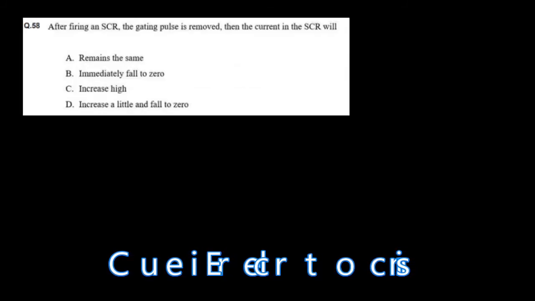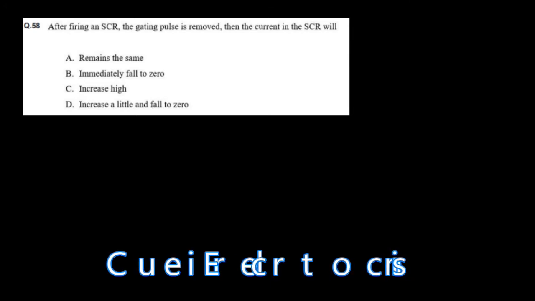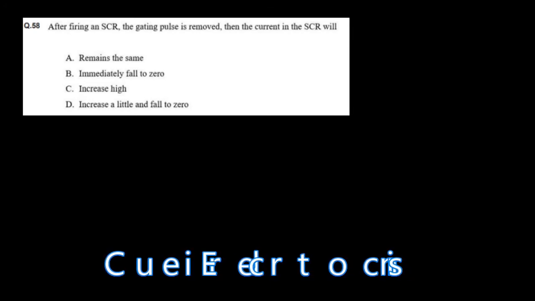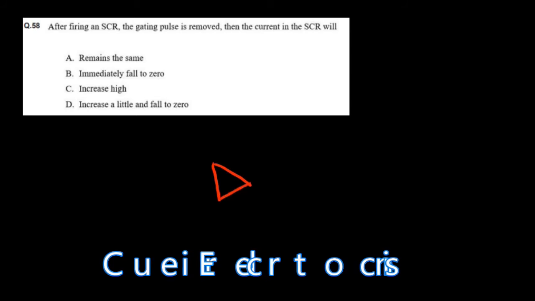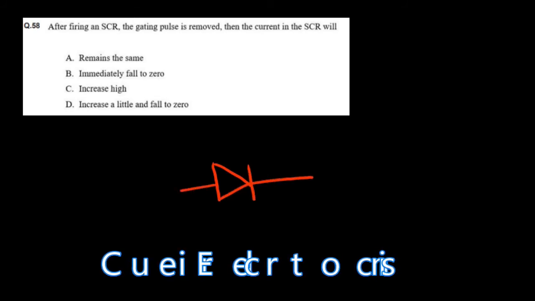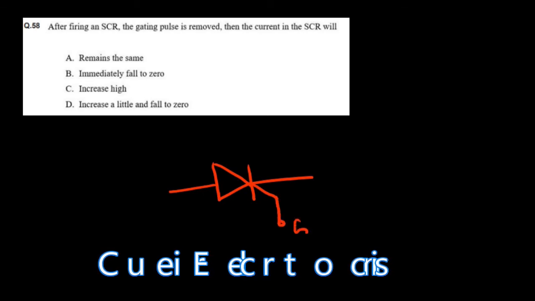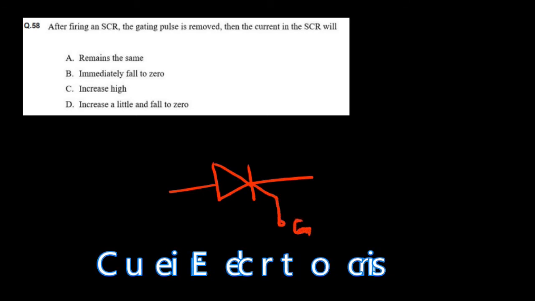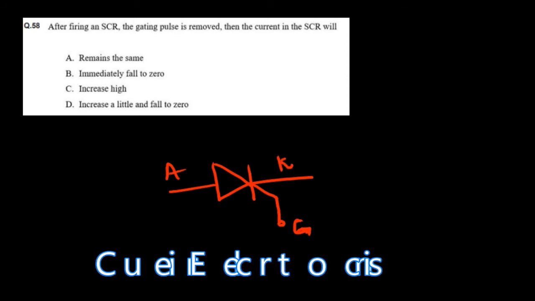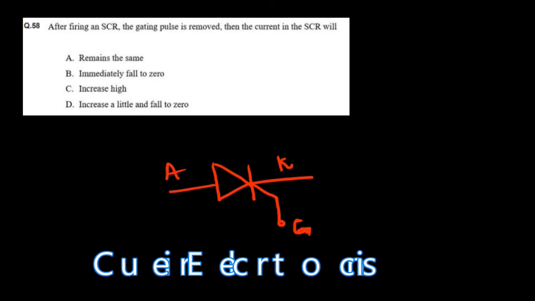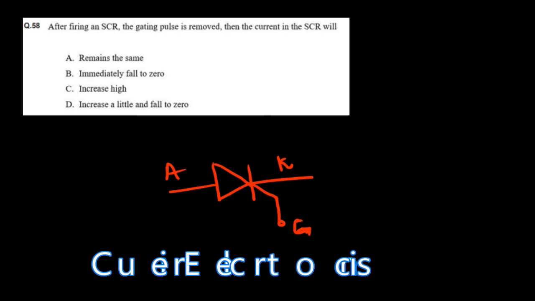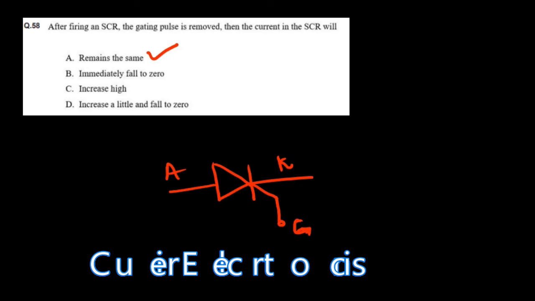After firing an SCR, the gate pulse is removed. Then the current in the SCR will be... So gate, anode, cathode. To fire the SCR we can use the gate, but once it is powered and if the gate pulse is removed, then nothing is going to change. The current remains the same.